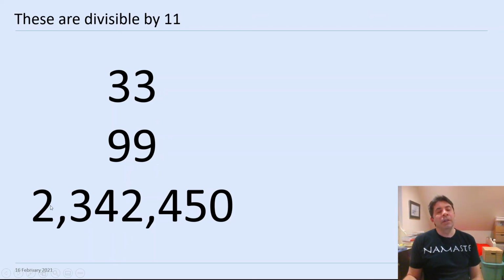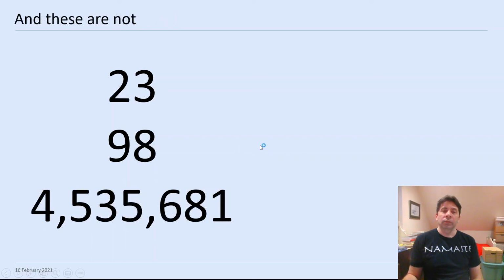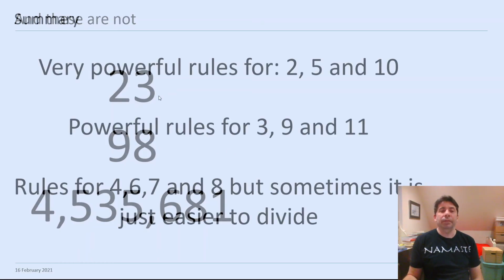This one's more complicated, so let's add up the odd digits, which is 0 plus 4 plus 4 plus 2, which is 10. Then the even digits, which is 5 plus 2 plus 3, which is 10. 10 minus 10 is 0, so 11 goes into this whole thing, which would be a fair bit of work to establish that. These numbers are not divisible by 11. 9 minus 8 is not 0 or 11. Neither is 2 minus 3.